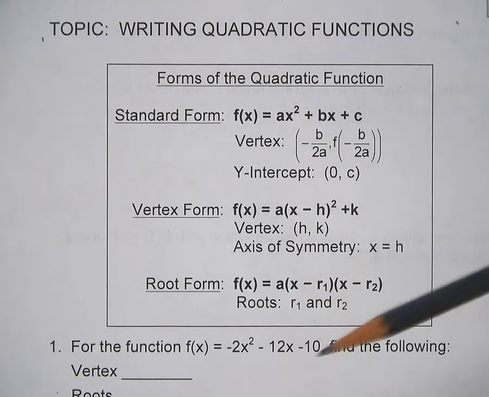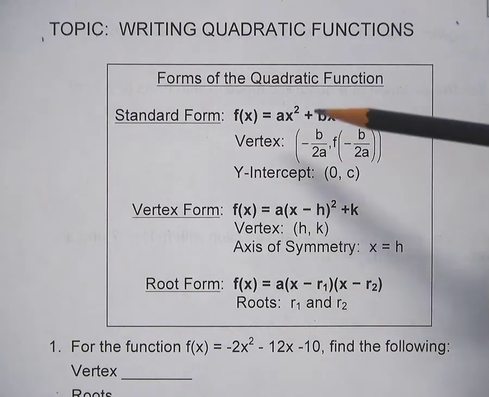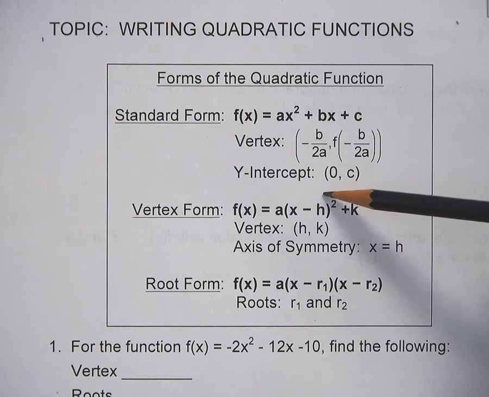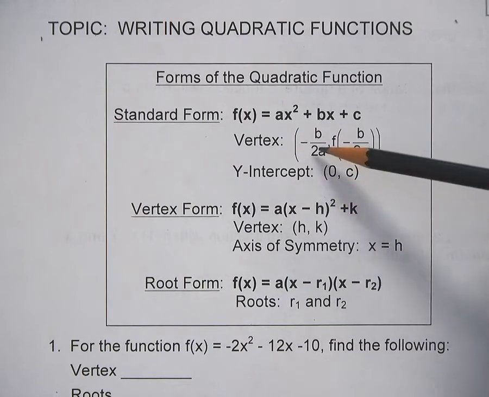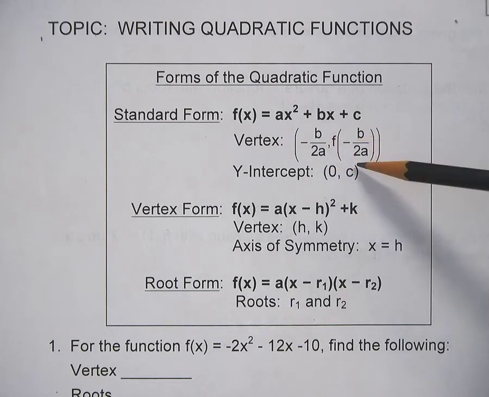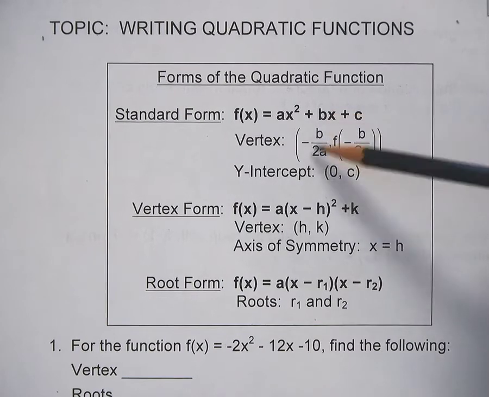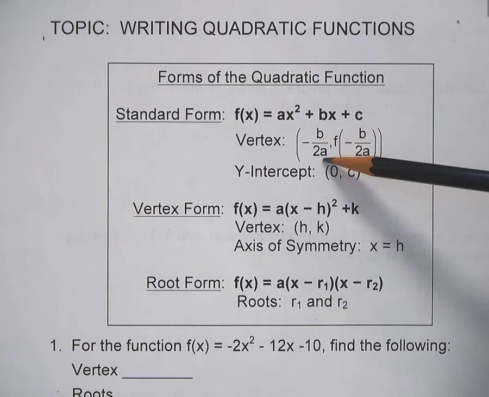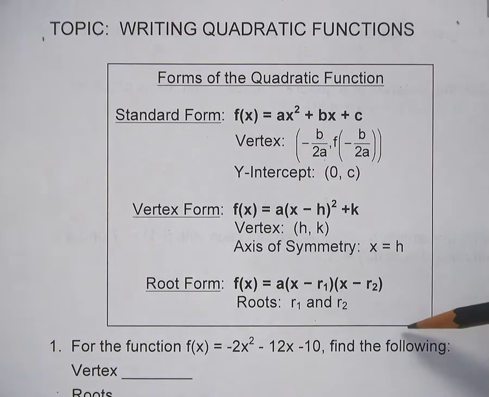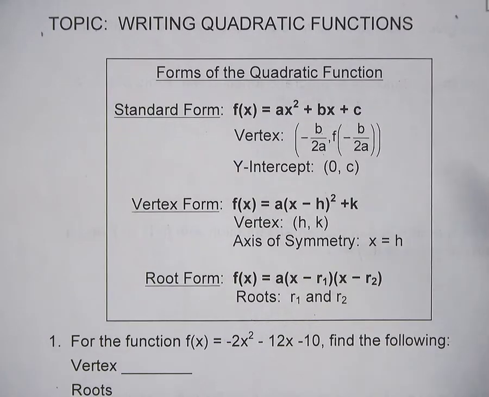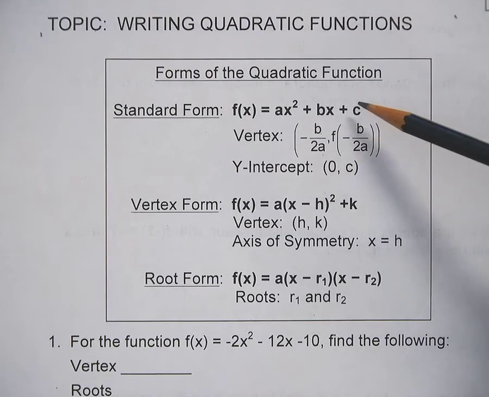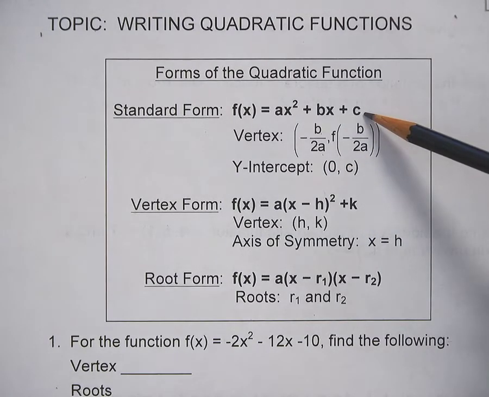So let's go through really quickly and talk about what each of them mean. For standard form, your vertex, which is the highest or lowest point on the parabola, where it turns around, is negative b over 2a, and then f of negative b over 2a. So basically you take this b, put it in here, take this a, put it in here, figure out what your x coordinate is, plug that into the function, tell me what your y coordinate is. And that'll give you the coordinates for the vertex. And the y-intercept is 0, c. You know that c is your y-intercept. It always has been, so there's nothing new there.